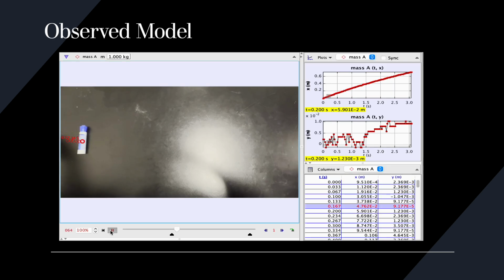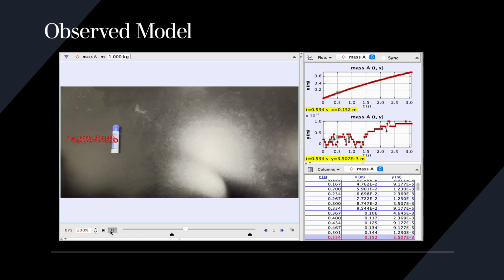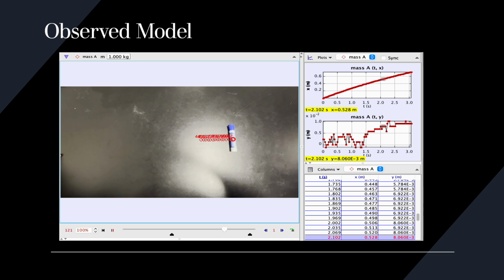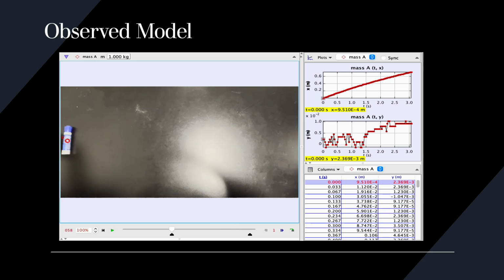Here's the observed model in Tracker. As you can see, this is a video of the expo marker rolling across the table without changing direction. The position and time data is plotted in a table and a graph to the right, which will be later used for data analysis. The red points that follow the marker as it moves are the estimated center of mass which Tracker uses to observe the motion of the marker.